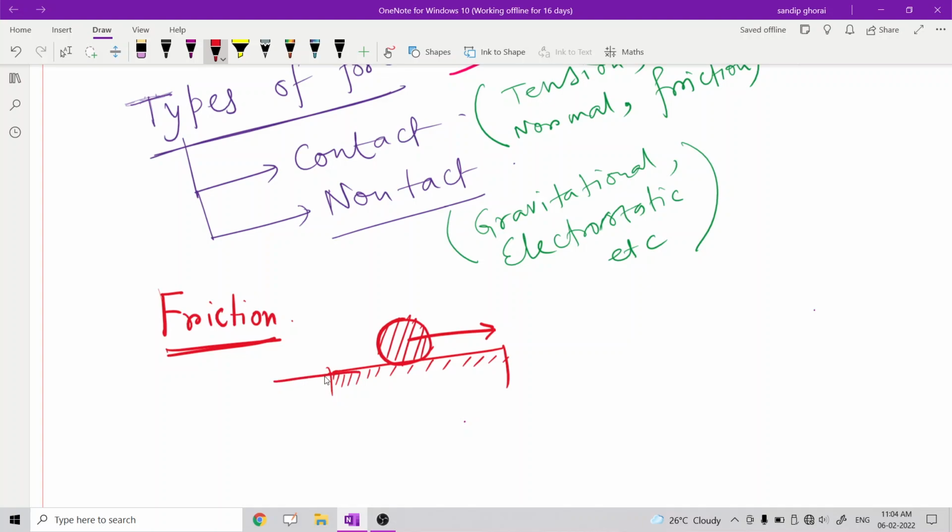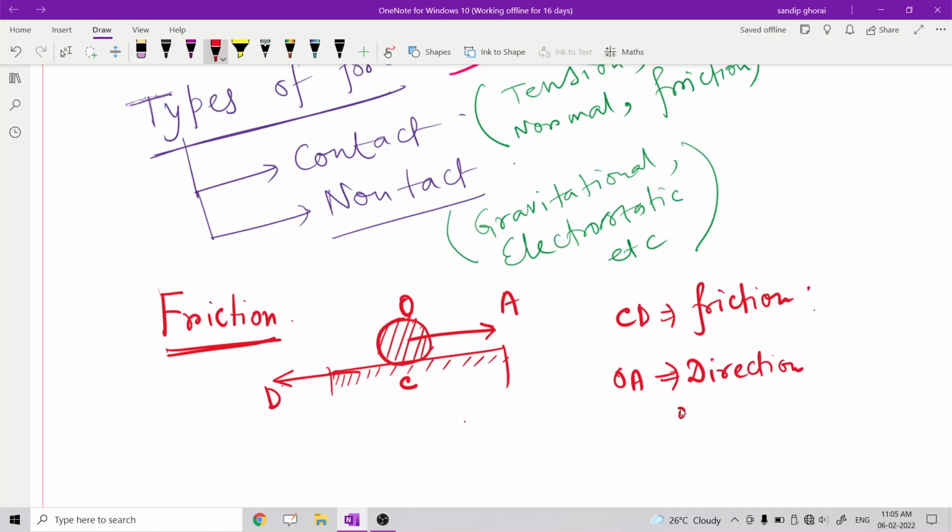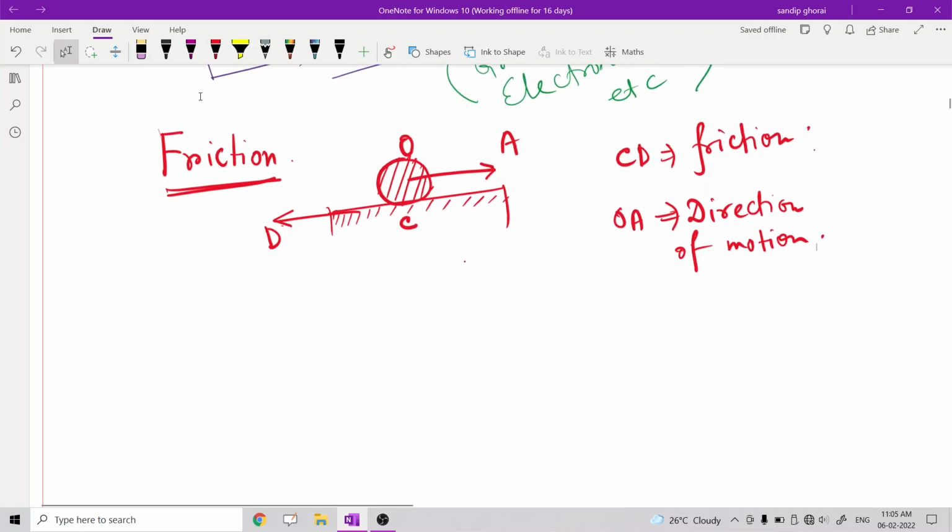of motion. That means if the body moves from O to A in this direction, then the friction force arises in the direction CD. So CD is the direction of friction, whereas OA is the direction of motion. And I think all of you already know what the factors are on which friction depends.